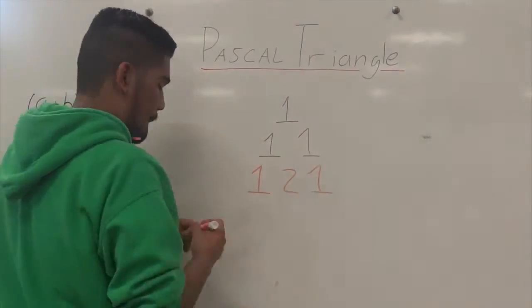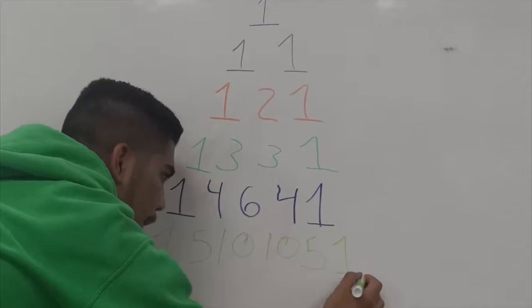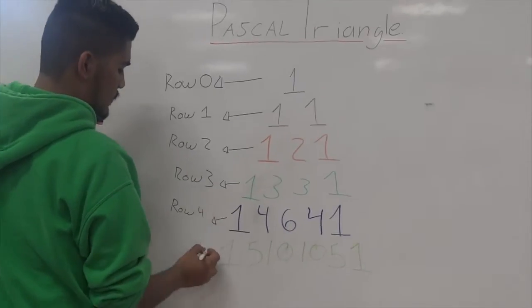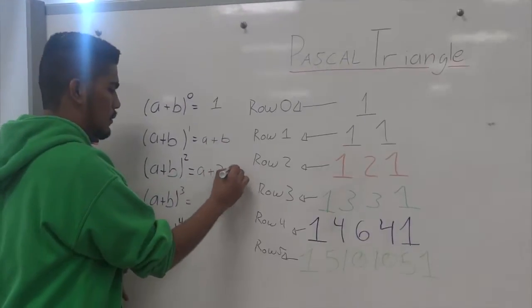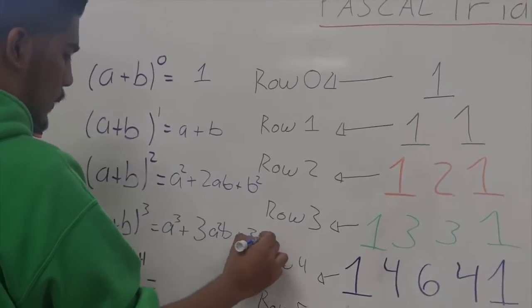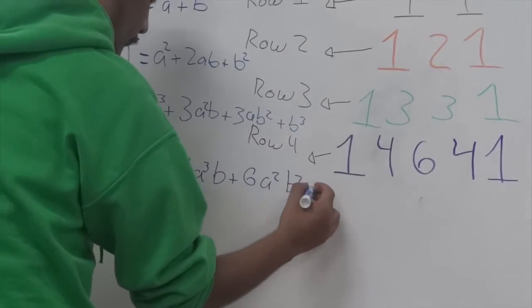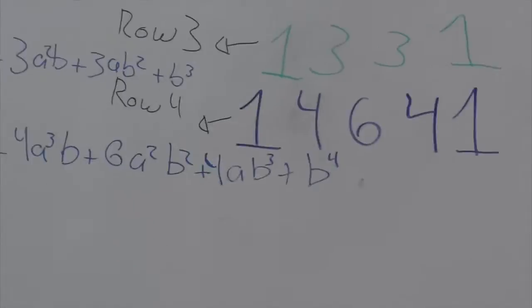So, to expand binomials, we can use Pascal's triangle, which are these numbers. These numbers represent the coefficients of the binomial expansion. If we have row 0, we have the 0 power, so it will be 1. But in row 1, it will have one coefficient for a and one coefficient for b, and you can see that it is the same for all the rows.